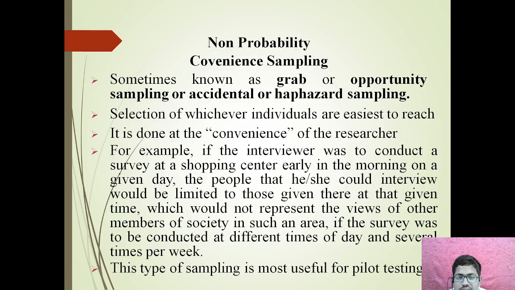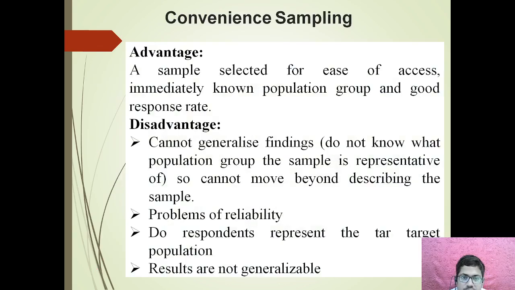It is done for the convenience of the researcher. For example, the interview was to conduct a survey at the shopping center early in the morning on the given day. The people that he or she should interview would be limited to those there at the given time, which would not represent the views of other members of the society. In such an area, the survey should be conducted at different times of the day and several times per week. This type of sampling is most useful for pilot testing projects.